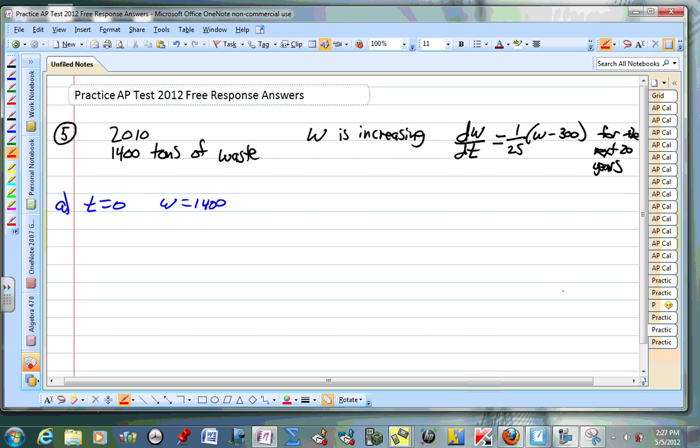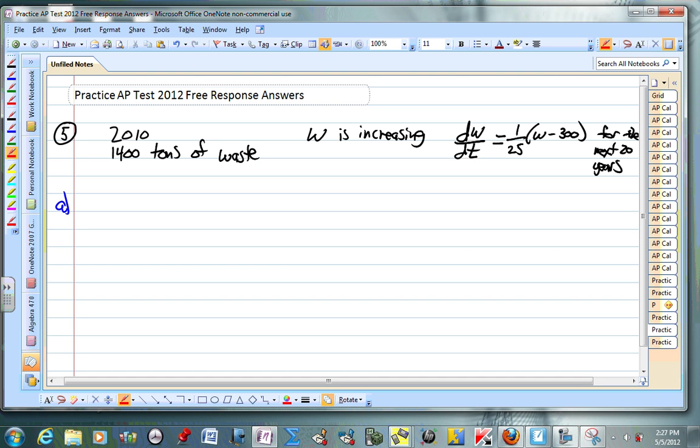On problem number 5, we're given information about the amount of solid waste in a landfill over time. They say in 2010 there were 1,400 tons of waste. They tell us that the function W, the amount of waste in the landfill, is increasing. And they give us a differential equation, which is going to model the amount of waste in the landfill for the next 20 years.